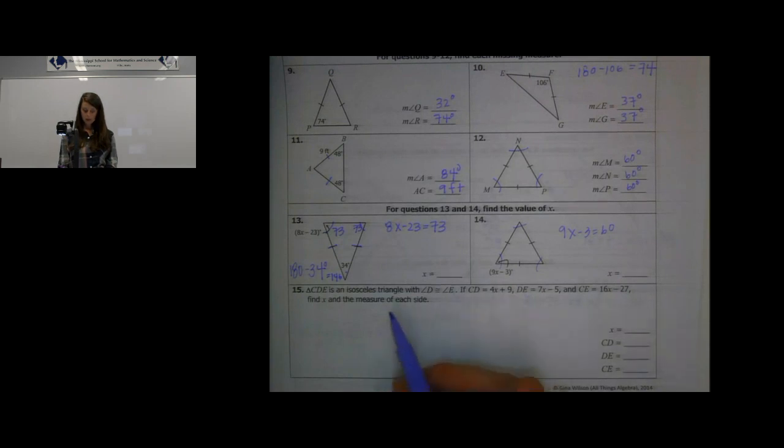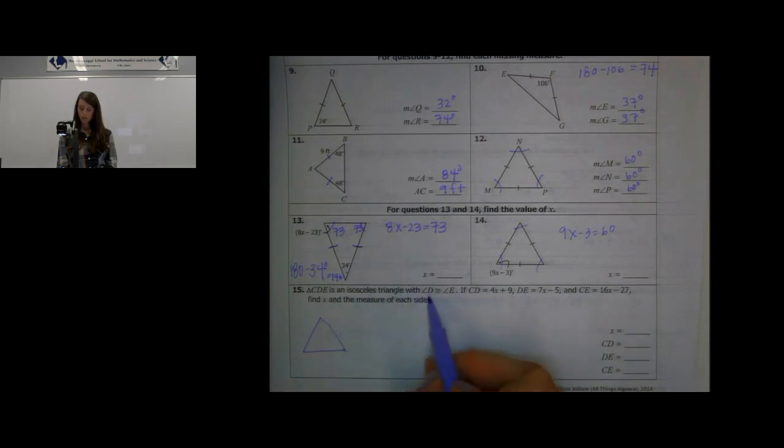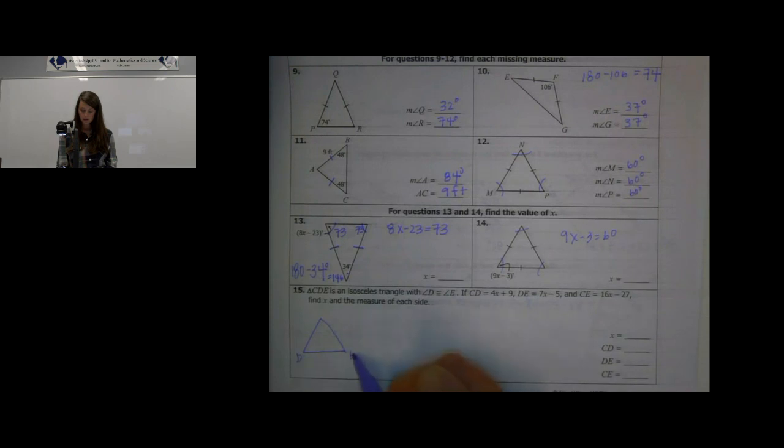Okay, so triangle CDE is an isosceles triangle with angle D congruent to angle E. So down here, let's draw those. These 2 are going to be congruent. So C is going to be my vertex. If CD is equal to 4x plus 9, DE is equal to 7x minus 5, and CE is equal to 16x minus 27, find the measures of each side.